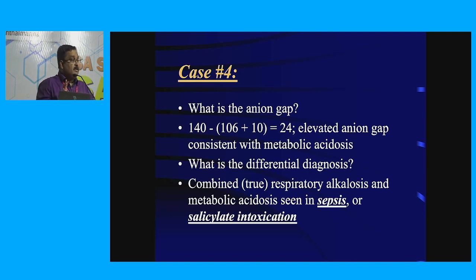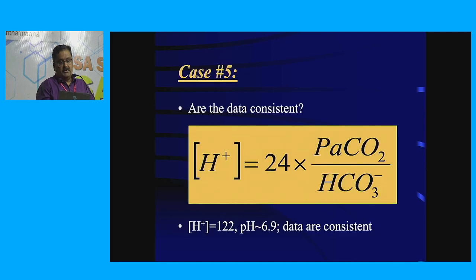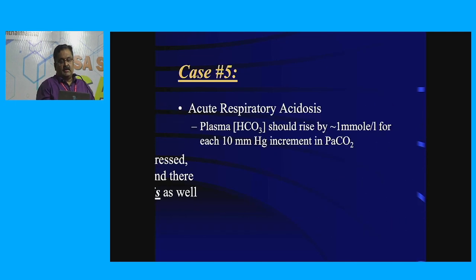So this is a case of combined respiratory alkalosis with metabolic acidosis. Metabolic acidosis is seen in salicylate ingestion. What do you get? You get a high anion gap metabolic acidosis. Okay, so we will stop here. One more final slide I will show you.